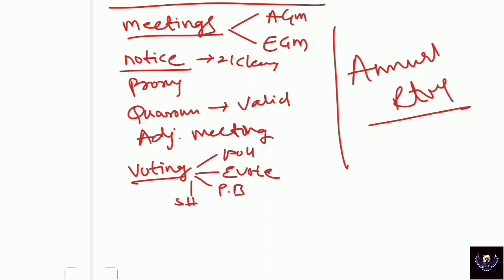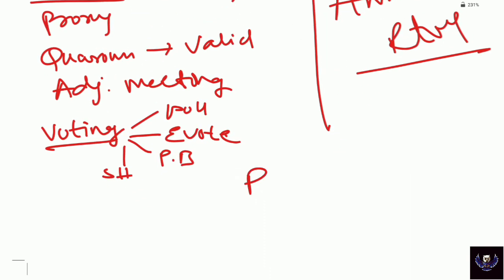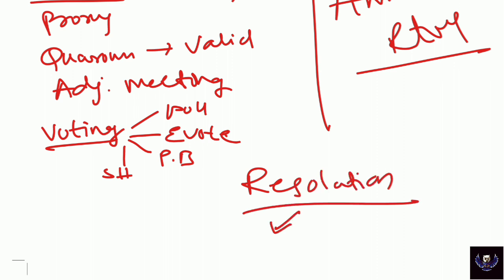Again, one more important topic is resolutions, in it, special resolution and ordinary resolution. When there is a requirement of special resolution, when there is a requirement of ordinary resolution, which is called a special, which is called an ordinary, has to be seen. It's the end of 12.1. So now let's see what is in 12.2.